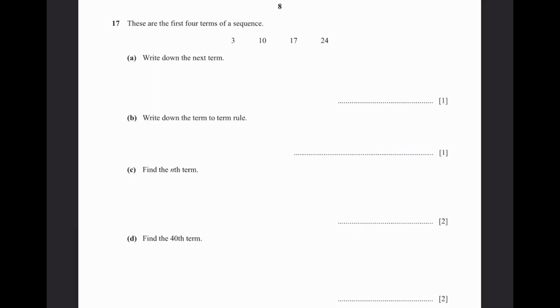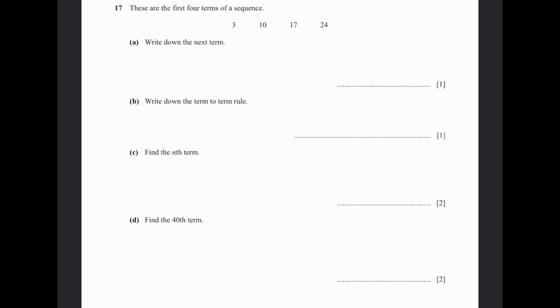These are the first 4 terms of a sequence. A, write down the next term. So we have 4 terms, 3, 10, 17, and 24. And each of them, we have to add 7 to get the next term. So after 24, we get 24 plus 7, which is equal to 31.